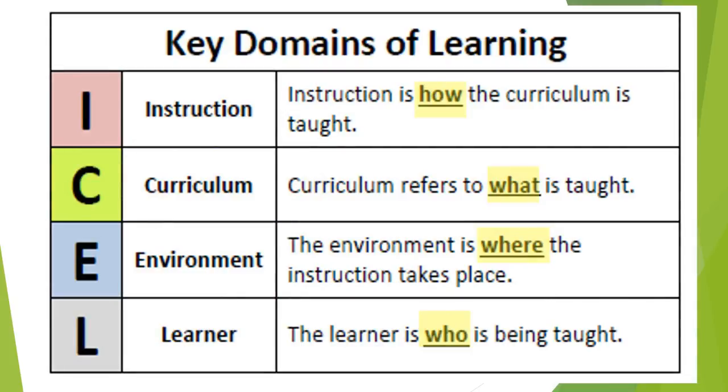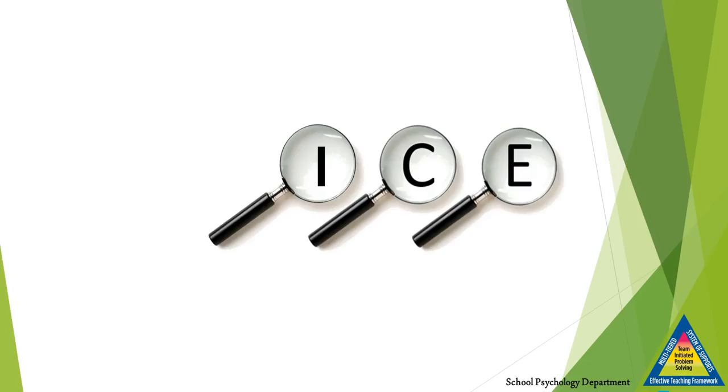We mentioned this earlier, that instruction is how the curriculum is taught. Curriculum is what is taught. The environment is where the instruction takes place, and the learner is who is being taught. So you heard me mention earlier that we use lenses to determine what types of things we consider when we're problem solving. A key point to remember is that ICE, instruction, curriculum, environment, is what is impacting the learner.